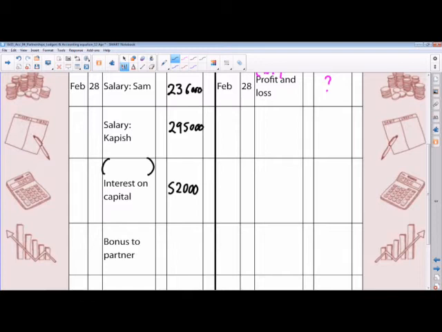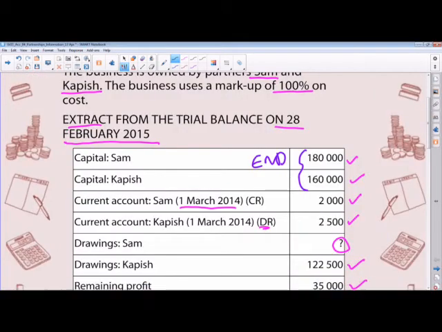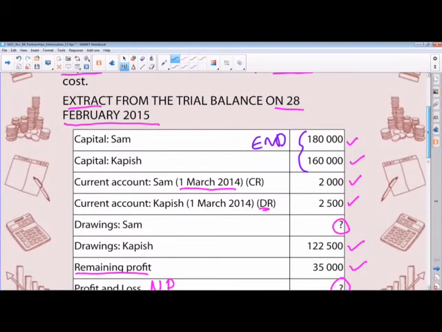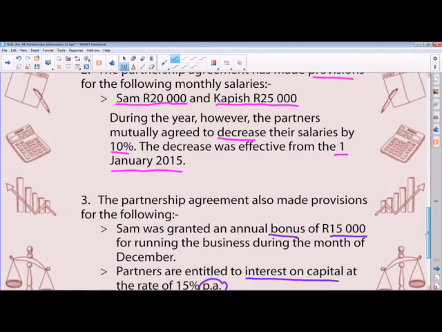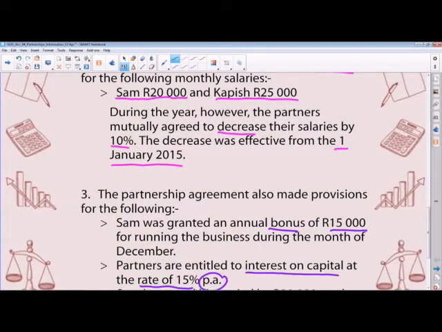Bonus to partners. Right. Back to the information, there's no calculation here because this was given to us. So if we go back to information 3, Sam was granted an annual bonus of 15,000 for running the business during the month of December. So this amount is given to us, 15,000. Right, so all we're going to do is fill that in.